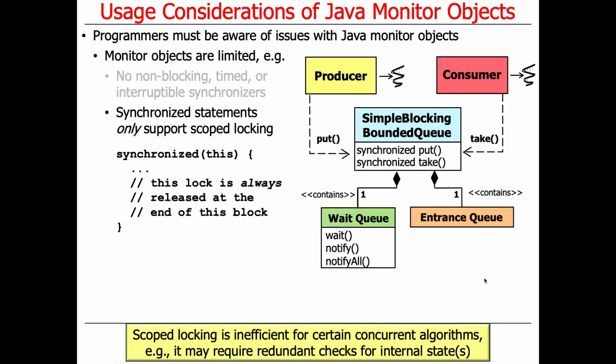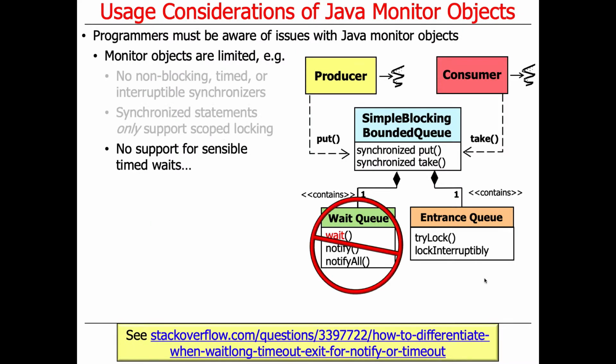Synchronized statements only support scoped locking, so you only come in, acquire the lock, do something, and then release at the end of the block. And there are certain use cases where that just isn't the right thing to do. One of the consequences of the scoped locking feature is that you may end up doing extra redundant checks. You can't optimize things in clever ways. And you'll actually get a chance to see that for assignment 3B that'll come up soon.